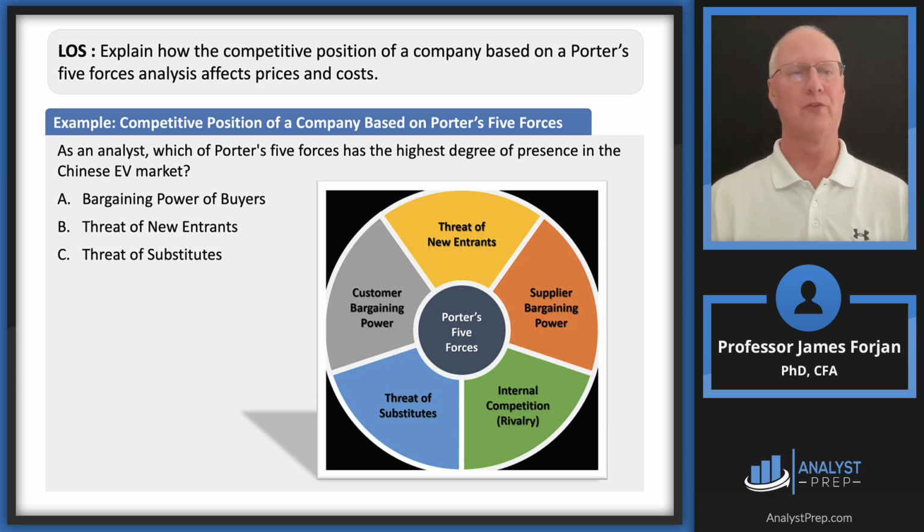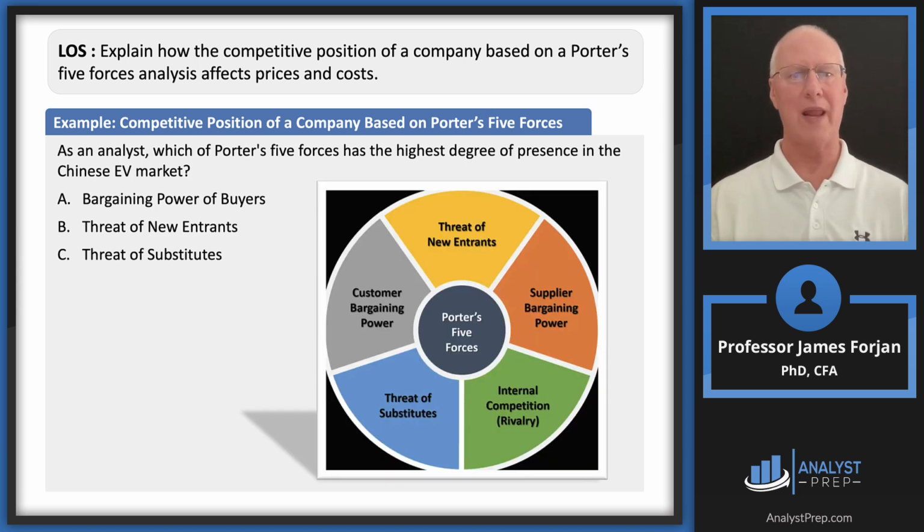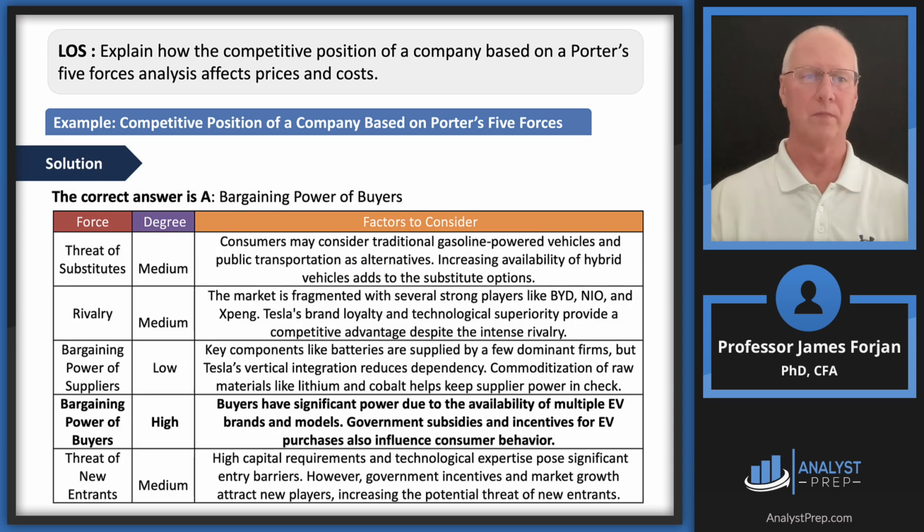So here's a super simple question. Which of the five forces has the highest degree of presence in the Chinese EV market? What makes more sense? Threat of new entrants. What did we say back here? Well, we've got the 15 and the 20 and the 25. I don't know about that. Threat of substitutes. Well, kind of the same thought. So the answer there is bargaining power of buyers.